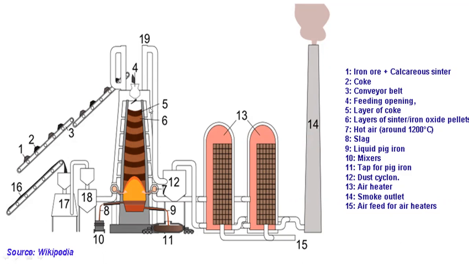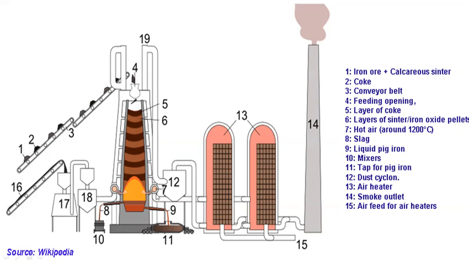Then 5 is the layer of coke. And then 6 is the layers of sinter and iron oxide pellets, which is what we normally call the ore. That is the combination, and this is how it is arranged here. As it goes on, you can see it goes in layers.